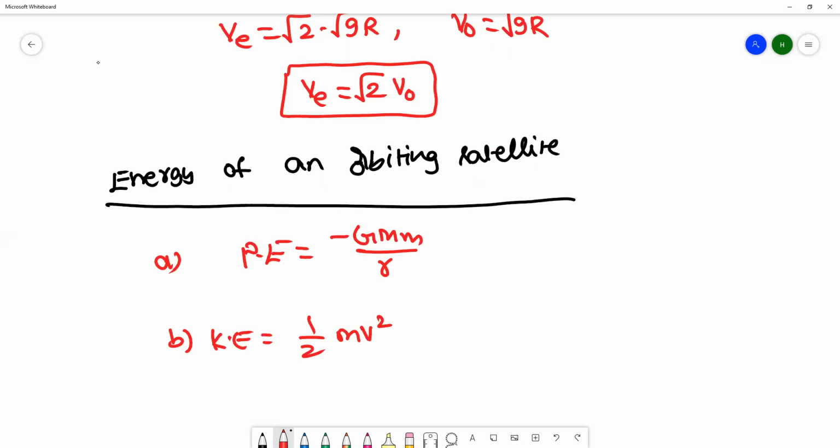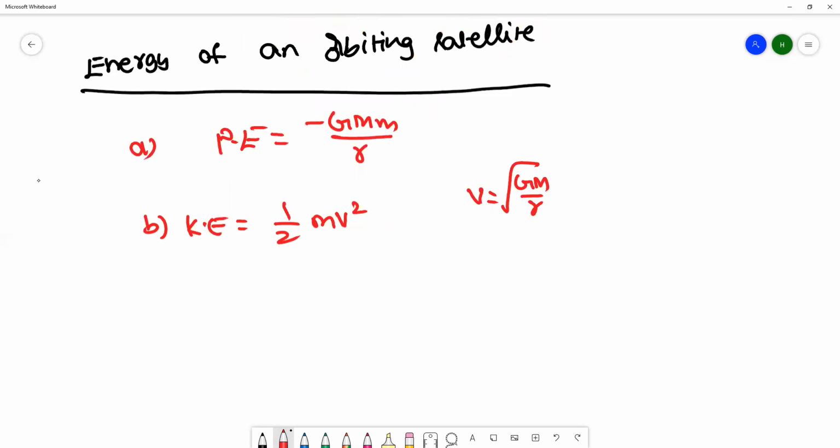So this will be the orbital velocity. We know v is equal to the square root of GM divided by r. If we substitute here in the kinetic energy, K is equal to half into m into the square root of GM by r, squared. So what are we going to get? G into capital M into small m divided by 2r is the kinetic energy.